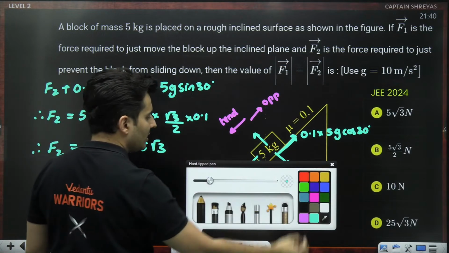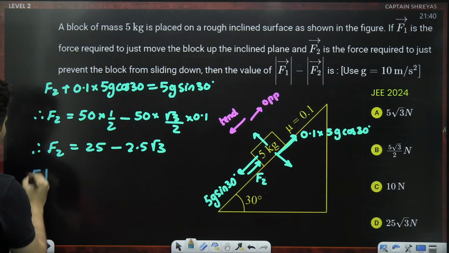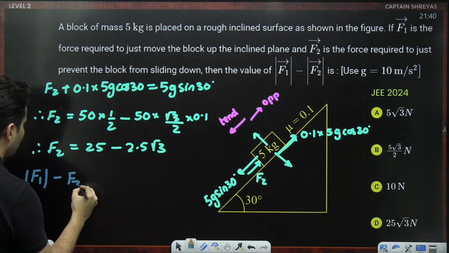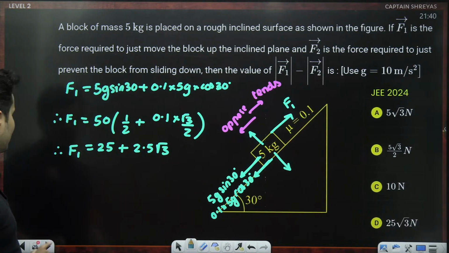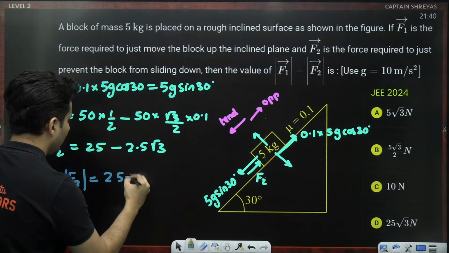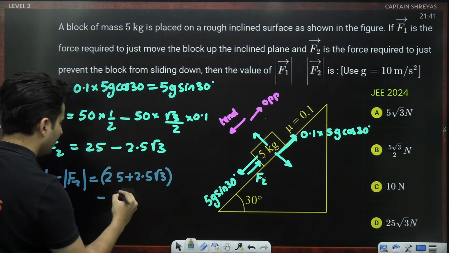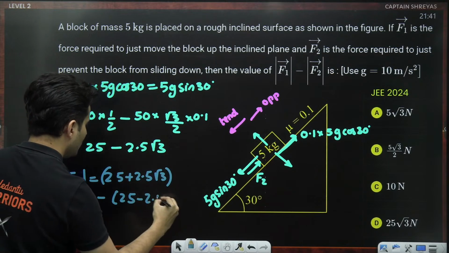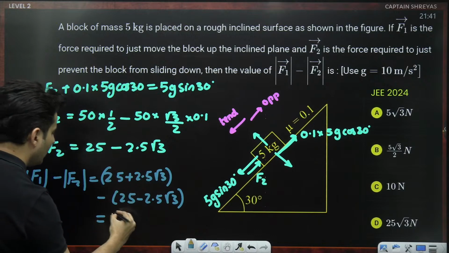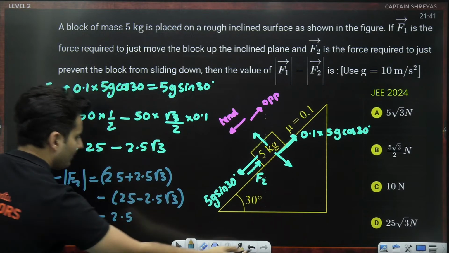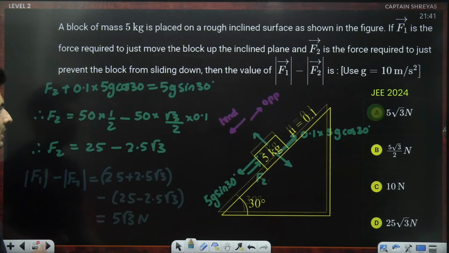But the question is only something else. The question is the difference, F1 minus F2. So F1's magnitude minus F2's magnitude: 25 plus 2.5 root 3 minus 25 minus 2.5 root 3. There you go, 25 cancels. It will become 2.5 plus 2.5, which is nothing but 5. So 5 root 3 Newton. That should be the answer, which is option A.